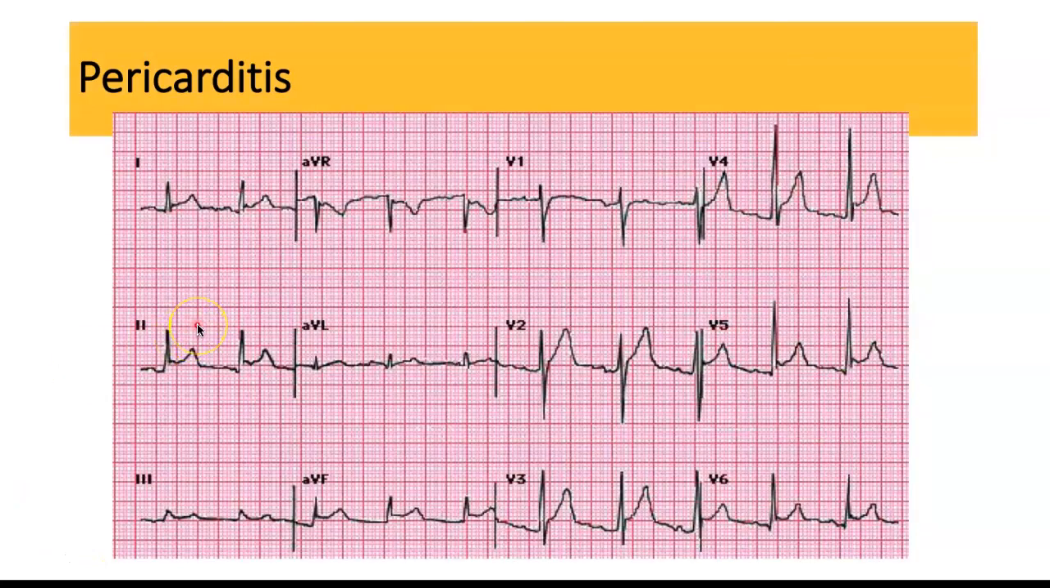Here's an EKG in a patient who had pericarditis. Note the diffuse ST segment elevation in all of the leads and the concave upward appearance in the precordial leads. And also note that there are no reciprocal changes. So we have just diffuse ST segment elevation with this concave upward appearance here, but there's nowhere where there's ST segment depression as a reciprocal change.